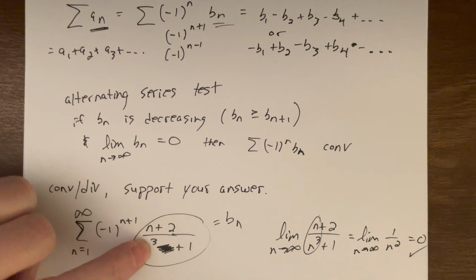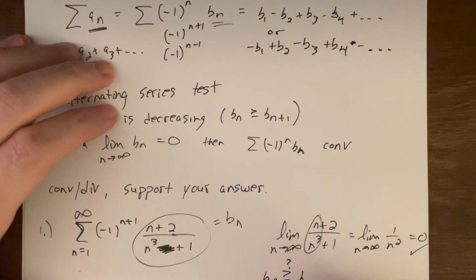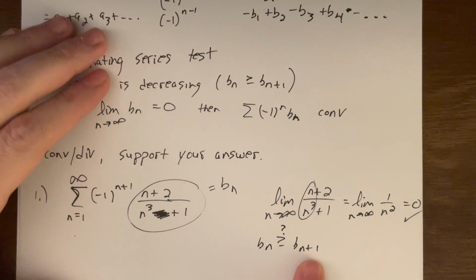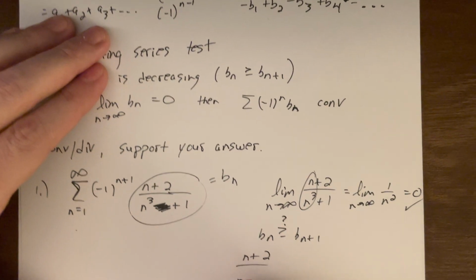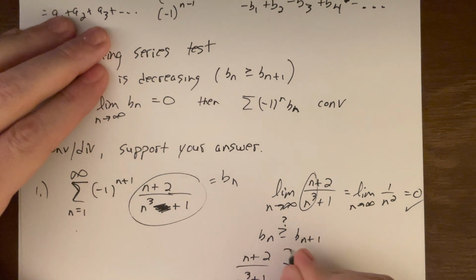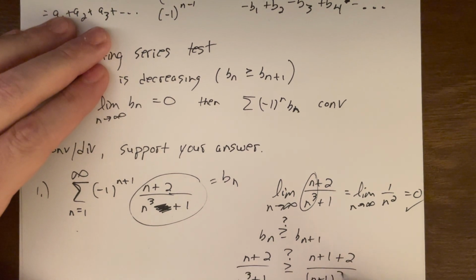Two, is this decreasing? Is b sub n bigger than or equal to b sub n plus 1? Well, we already have this as b sub n. Is that bigger than or equal to n plus 1 plus 2 over n plus 1 quantity cubed plus 1?